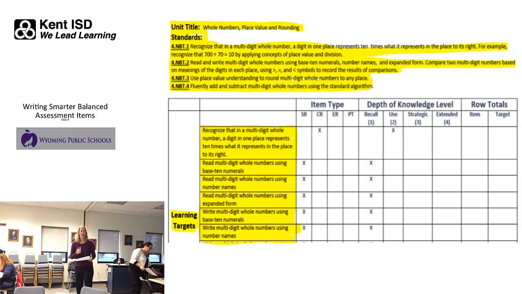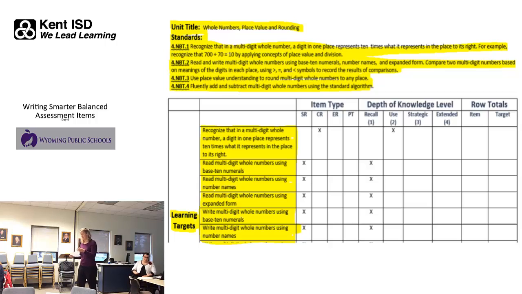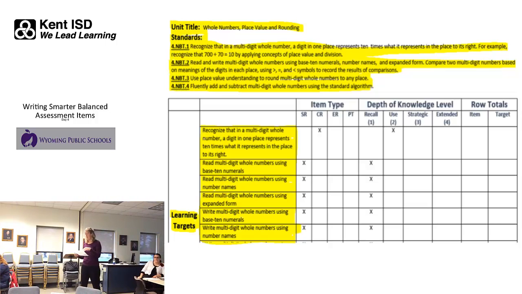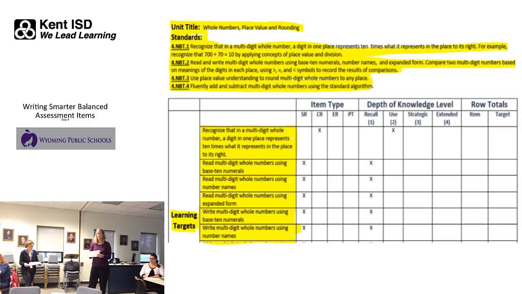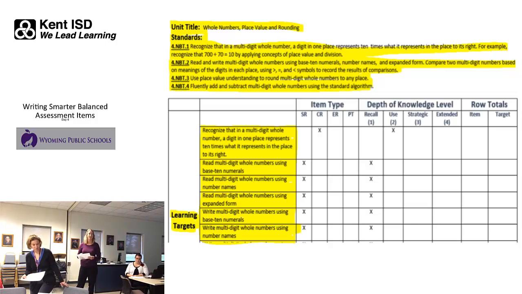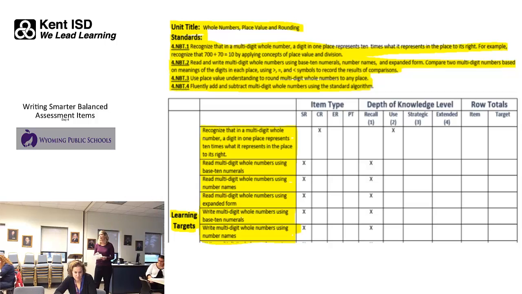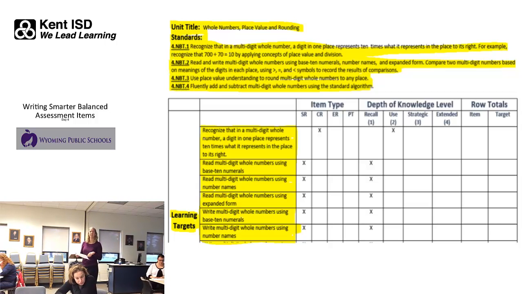So then what I did for my step 2 is I took a look at, especially that NBT 2, where it said read and write multi-digit whole numbers using base 10 numerals, number names, and expanded form. There's a lot of stuff within that one sentence that I felt like I had to flesh out a little bit. Those were each going to be different types of questions that I was going to ask on my assessment. So when you look down, my learning targets aren't in any kind of fancy language.